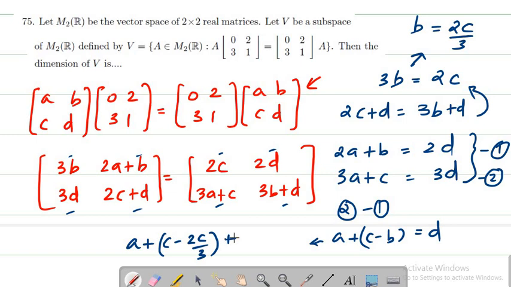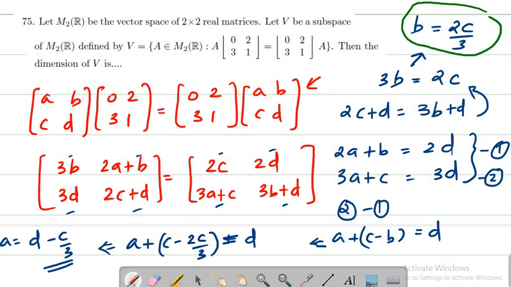plus, sorry, equal to d, and in fact again I can write a in terms of these two, c and d. That is, c minus 2c by 3 is nothing but c by 3. So I get d minus c by 3 as a, right? So what I get is two equations basically. I get this equation, b is 2c by 3, and I get a is d minus c by 3. So these are the two relations we are getting.